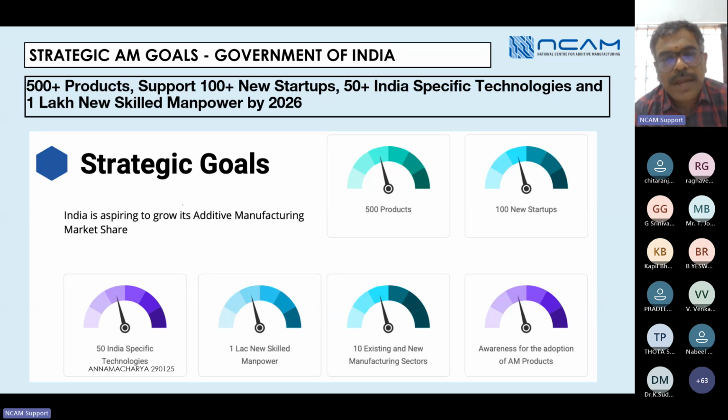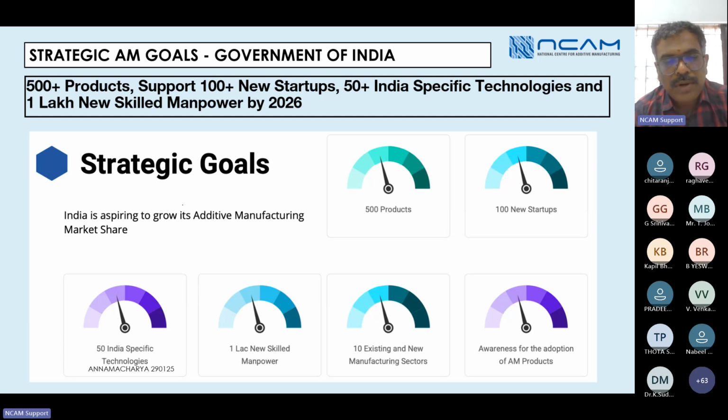In these lines, the Government of India has identified us for the development of additive manufacturing in India, with goals like 500 plus products. Once a product is identified and additively manufactured, that is one goal achieved. Some startups are registered under NCAM. Yearly we fund them from 10 lakhs to 25 lakhs, and those startups get incubated for various AM needs in India. Apart from this, we also have specific technologies.